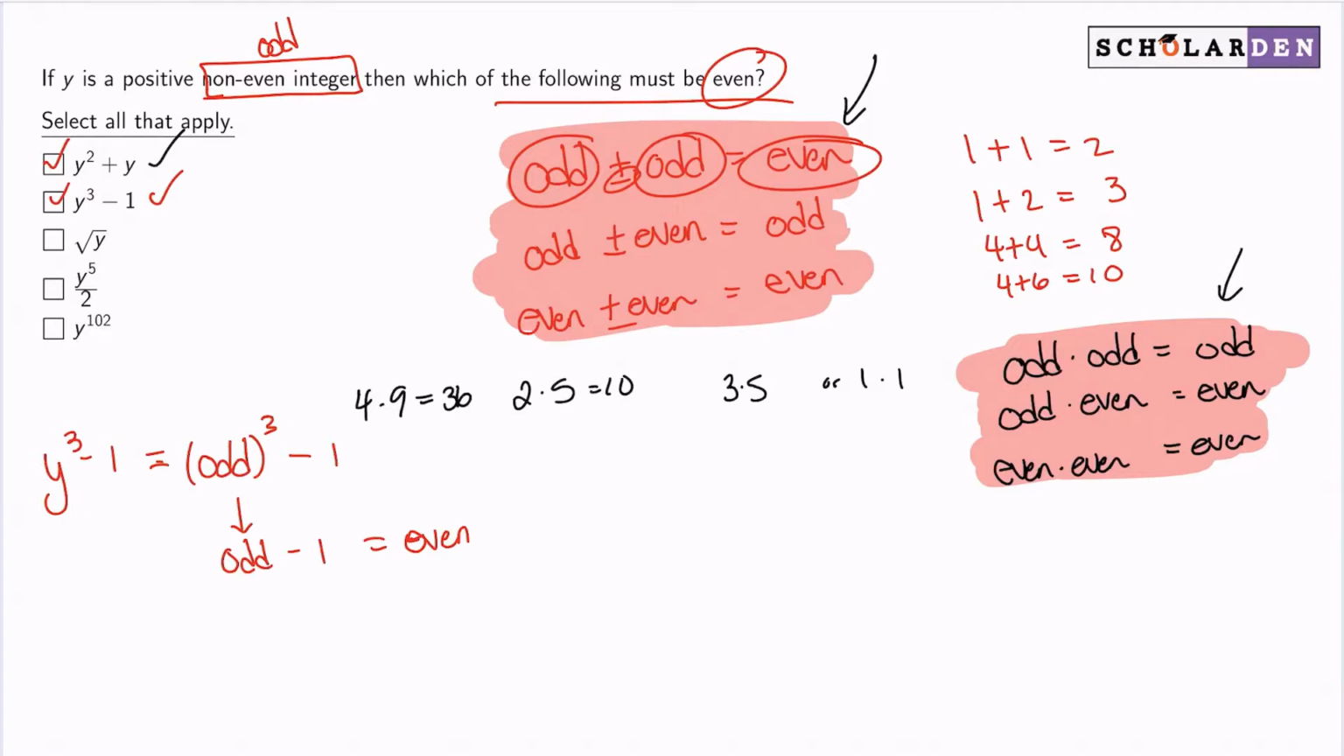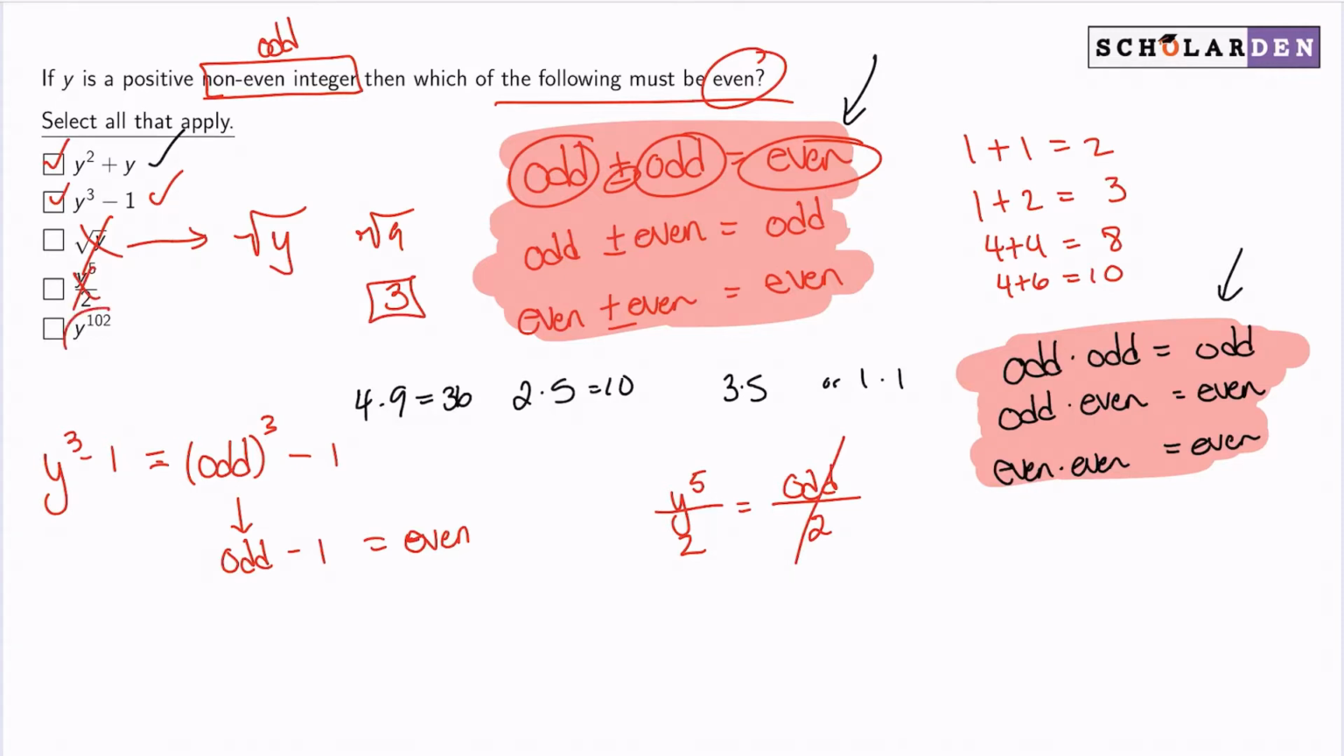Now when we take a look at the square root of y, this is not guaranteed to be even, because we could have y being 9 and the square root of 9 is 3. And so that's not even, so we can't prove it there. D, y to the power of 5 divided by 2. This is going to be neither even nor odd, because y to the power of 5 will be odd, and odd numbers are not divisible by 2, so this won't be even or odd.